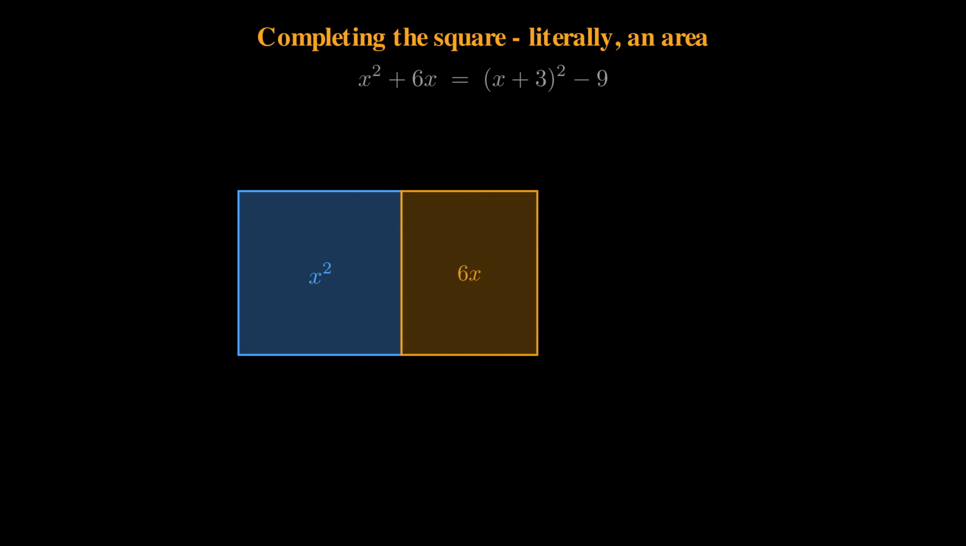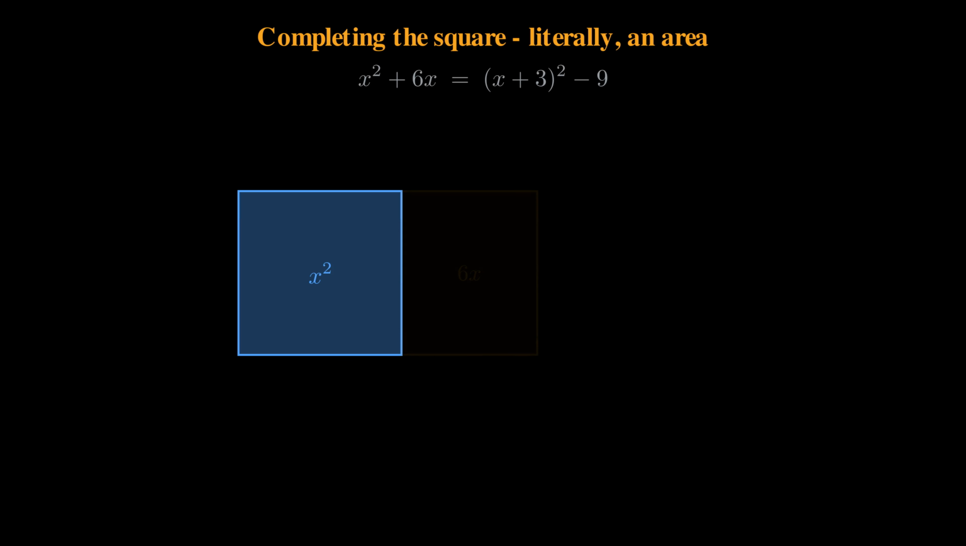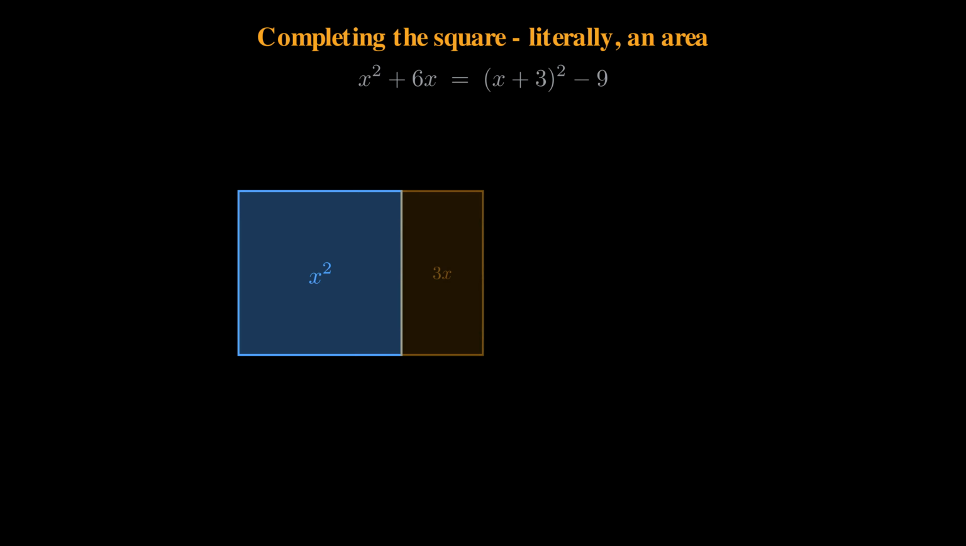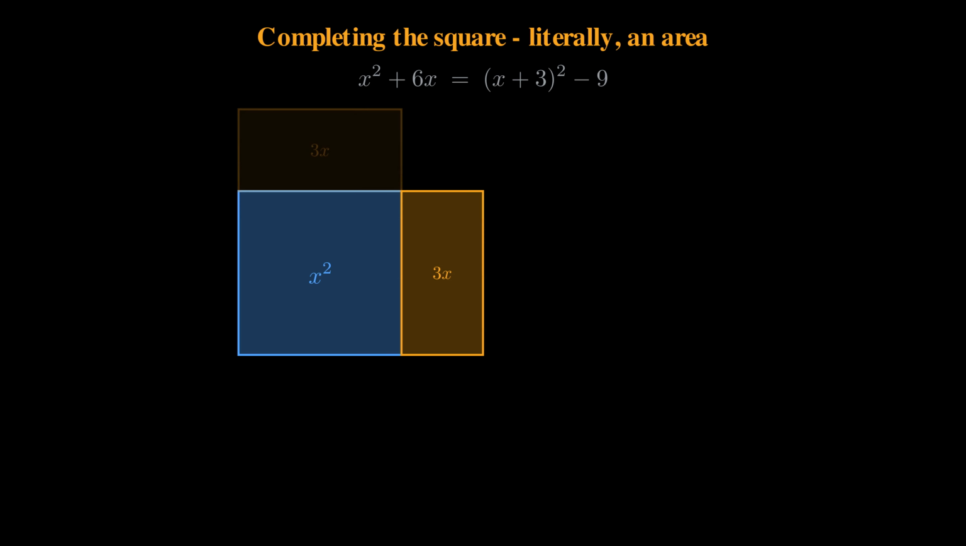Here's the trick that names the whole method. Slice that 6x rectangle down the middle into two equal strips, each 3 wide. Glue one strip onto the right of the square and swing the other up onto the top. We've split the 6 into two 3s. And notice, 3 is 6 over 2, half of b. That halving is the heart of it.